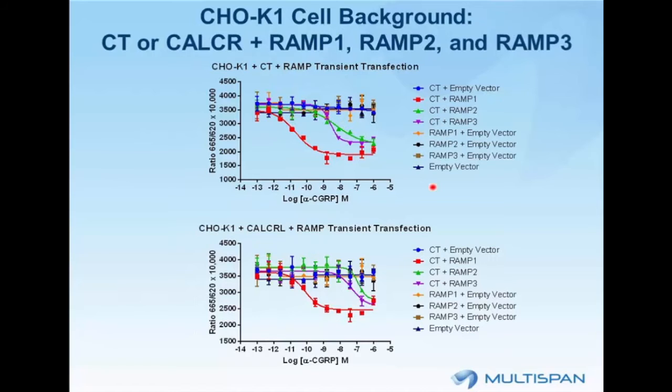So here are CHO-K1 cells with the empty vector. There's actually no signaling at all. This is with calcitonin-like receptor. But when we added the RAMPs, now we started to get signaling. So through this, we were able to switch to the CHO-K1 cells and develop assays and cell lines for all of the 7 distinct pharmacologies by calcitonin-like receptor and calcitonin.